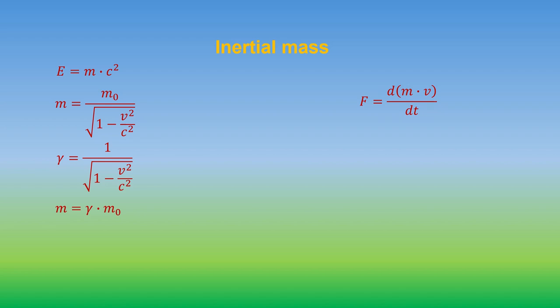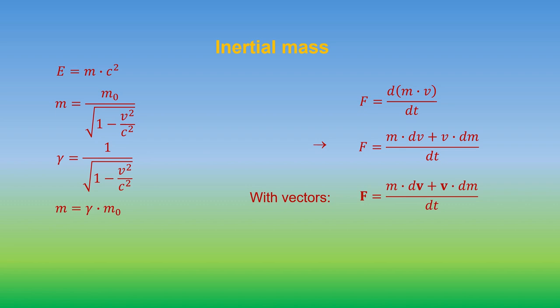It is useful to consider the apparent Newtonian inertial mass of a moving object subjected to a force. We will need it in future videos. To that effect, we go back to the revised second law of Newton. F equals d of m times v over dt. And we can apply the chain rule. F equals m times dv plus v times dm over dt.